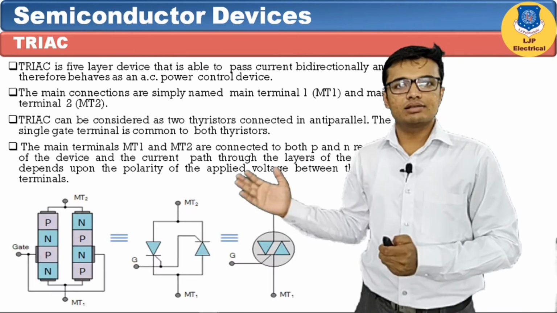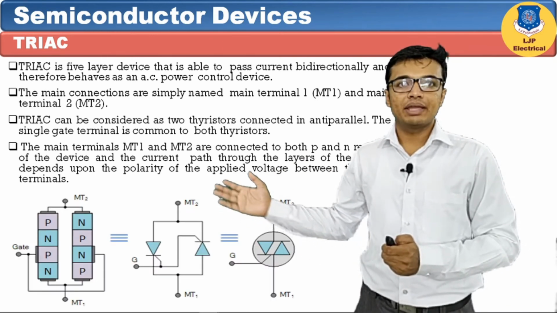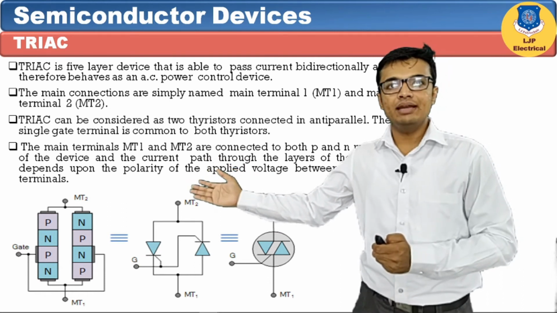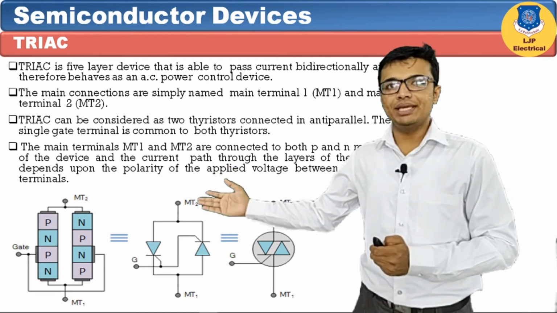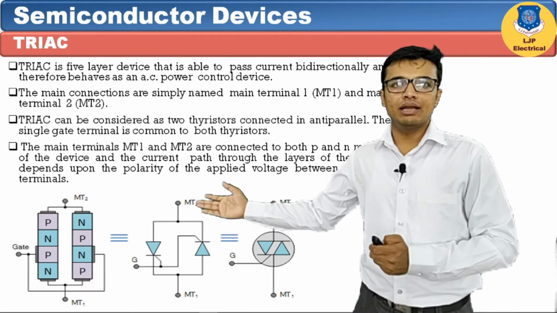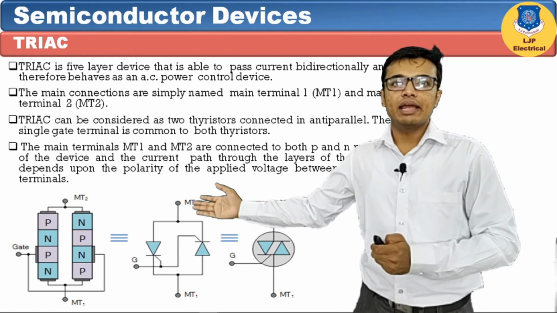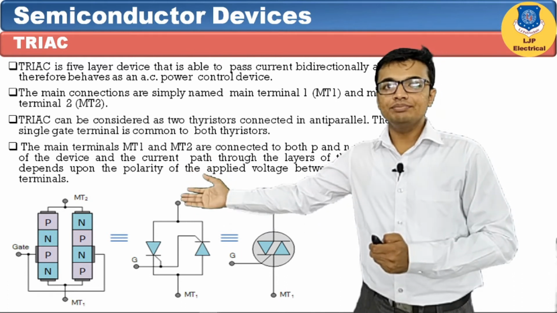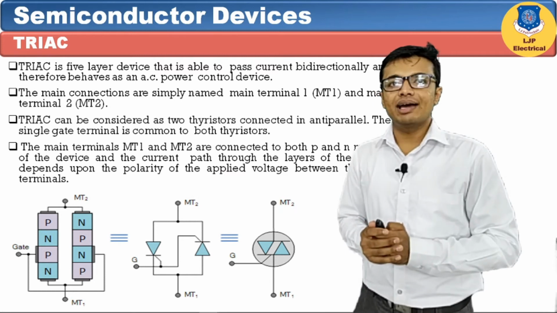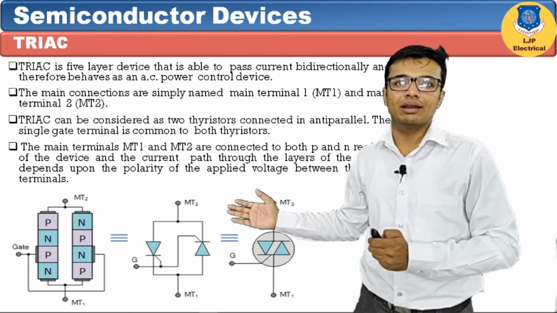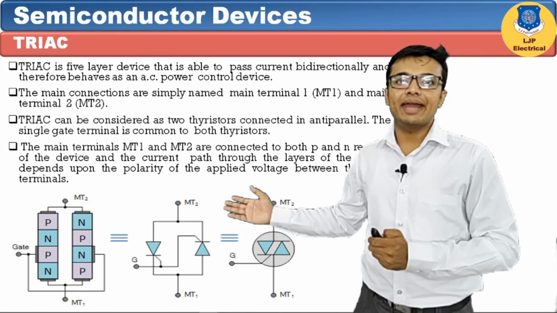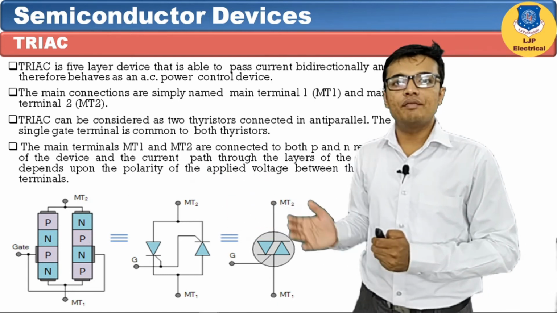This is the internal construction of Triac. It has two SCRs connected in anti-parallel, that is PN, PN and NP, NP. So we have connected the gate at both the SCRs. It is on P type material of one thyristor and on N type material of the second thyristor. And both the thyristors are connected in anti-parallel. So we have the MT2, MT1 and gate terminals. So this is the symbol of Triac.